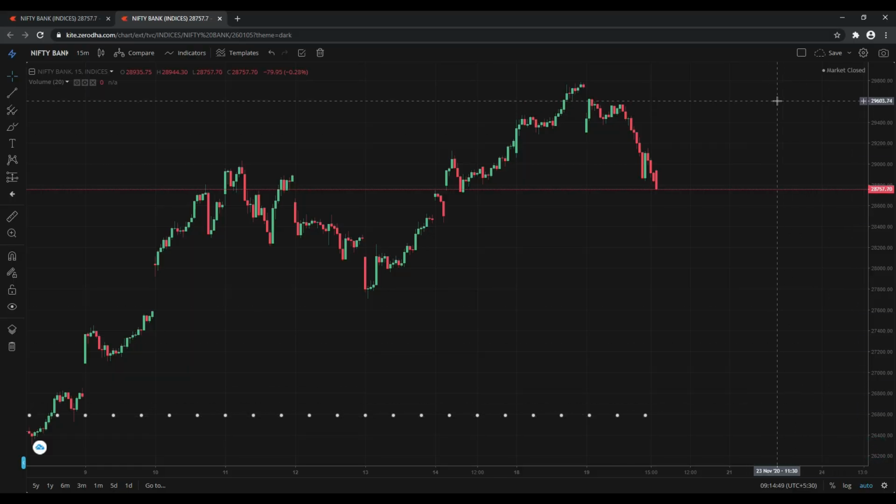So the time is going to be 9:15. We see the markets have opened in red. We'll see based on the price action how to take the trade here.